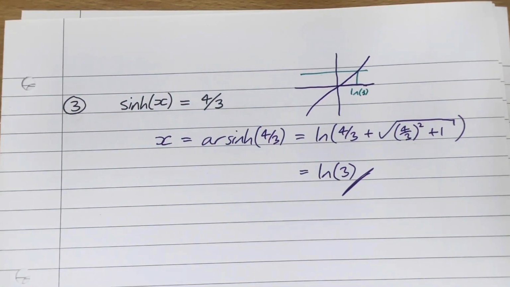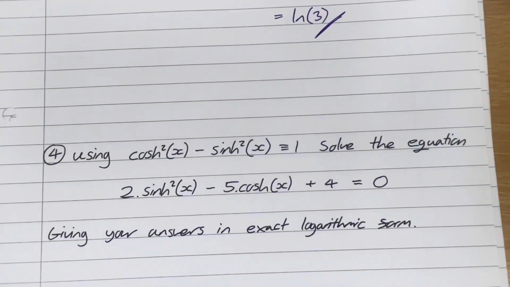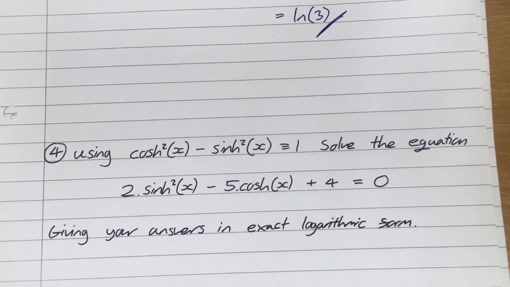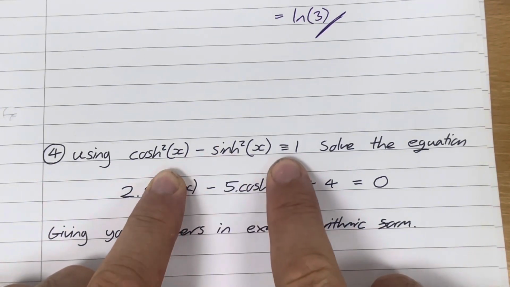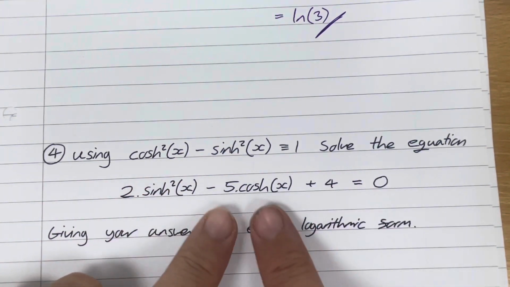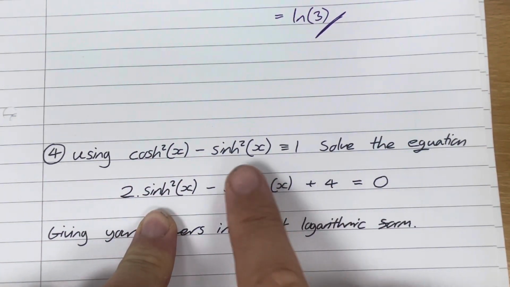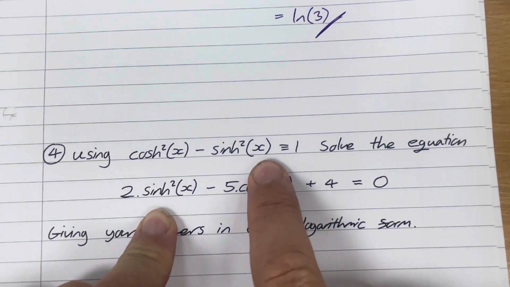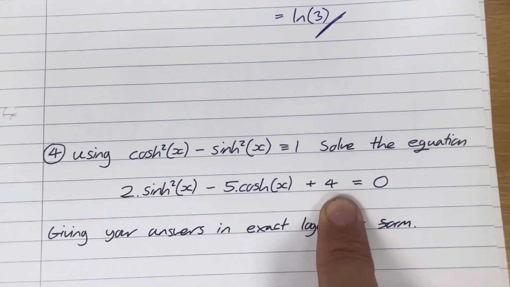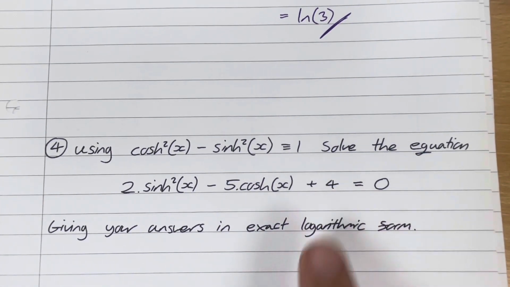Okay, let's have a look at some more complicated ones. So we can get quadratic hyperbolic equations. This one says to use this identity to solve this equation. If it says to use an identity to solve an equation, you must use the identity to solve an equation. You cannot use exponential form. Okay, so let's run this through.